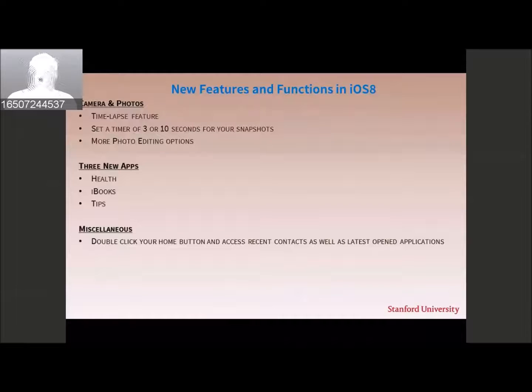Now you can double-click your home button, and you can access recent contacts as well as the latest open applications. We now have battery usage data information, which is great, so that you can see what you're using up your battery for, and then you can say, oh my God, why is my battery dying so quickly? It'll show percentages. You can locate your iPhone as your battery is dying. You have Hey Siri, and then there's more functions with the Notes app.